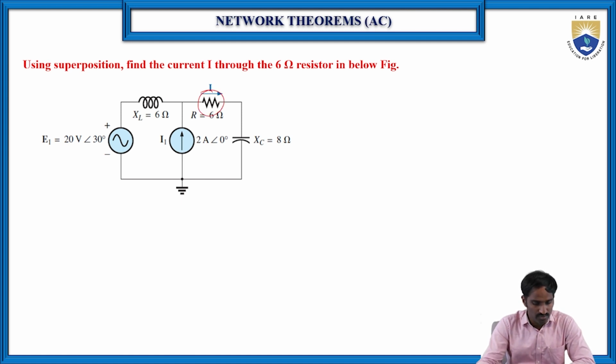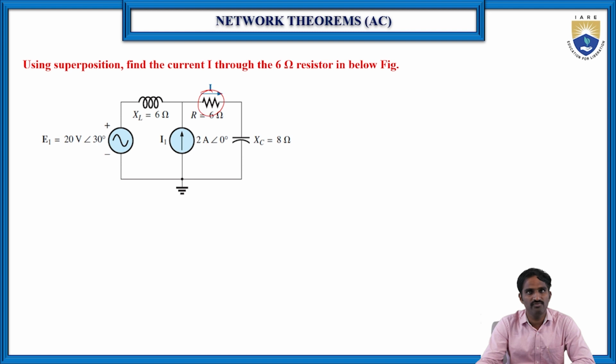So this circuit has one inductive reactance XL, which is equal to 6 ohms, another one is a capacitive reactance XC equal to 8 ohms, and another one is the resistor R equal to 6 ohms. And there are two sources. One is a voltage source, E1 equal to 20 volts at an angle of 30 degrees, and the current source I1 is equal to 2 amperes at an angle of 0 degrees, right?